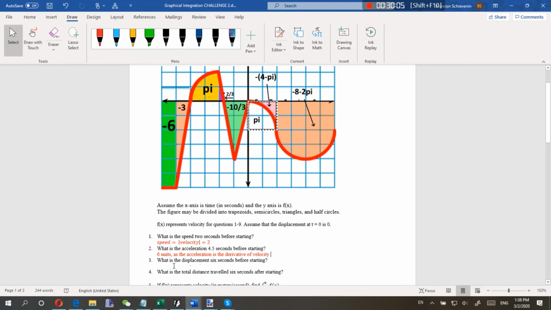Okay, so we went back 10 thirds. I went backwards, which is negative, by a negative, so that makes it positive. Okay, minus 2 thirds because I'm going backwards, minus pi because I'm going backwards, plus 3 because I'm going backwards, and plus 6 because I'm going backwards from 0.